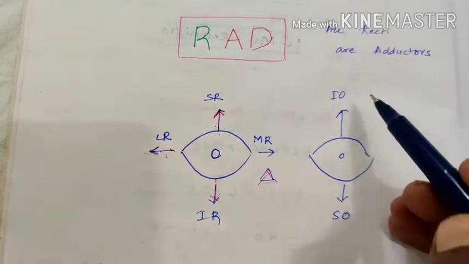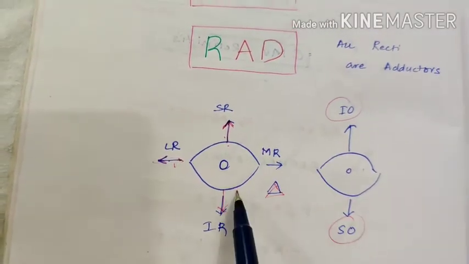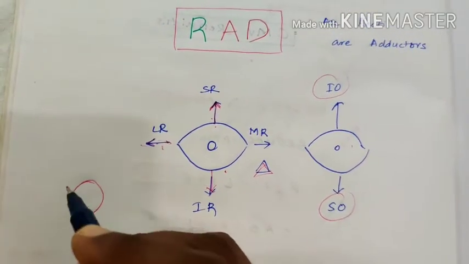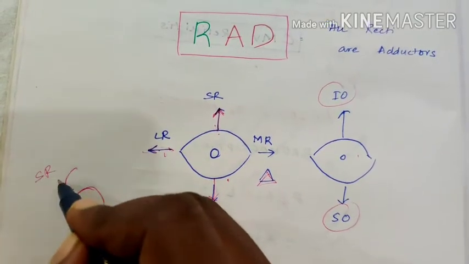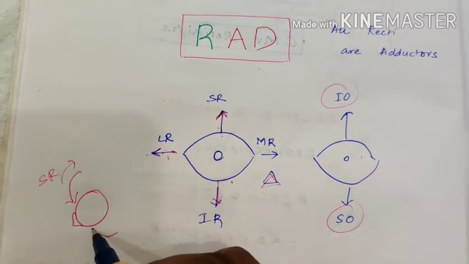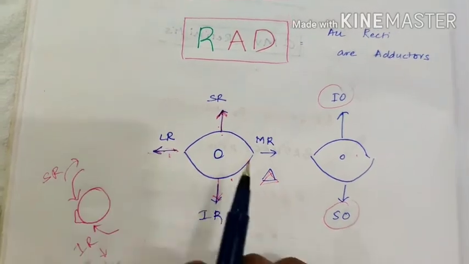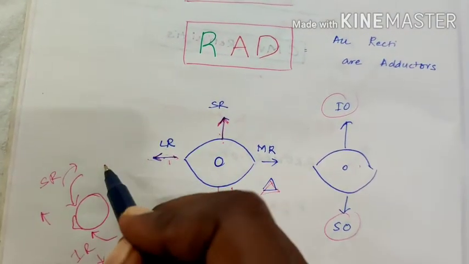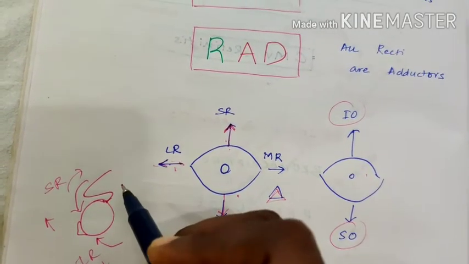But you have to remember inferior oblique and superior oblique are the reverse of recti, because you take this as an eyeball. Superior rectus attaches here, SR. It will pull the eye up. Inferior rectus attaches here. It will pull the eye down. Up, down. But the obliques attach behind the equator.